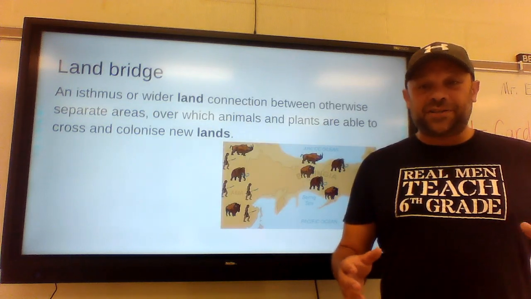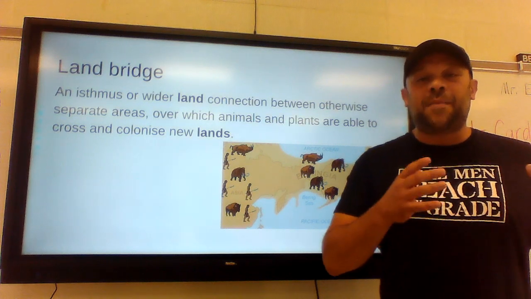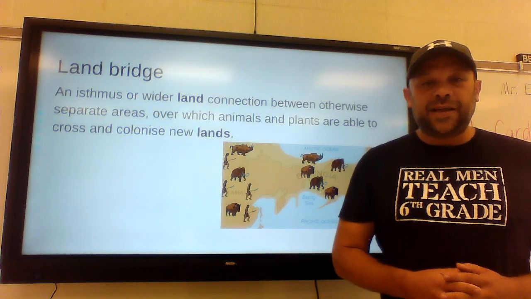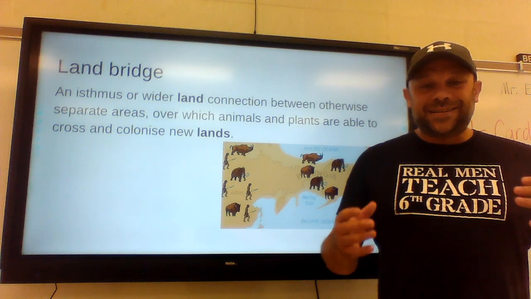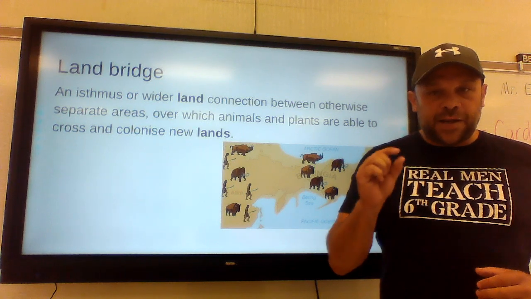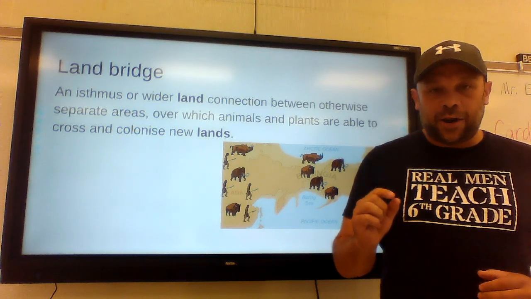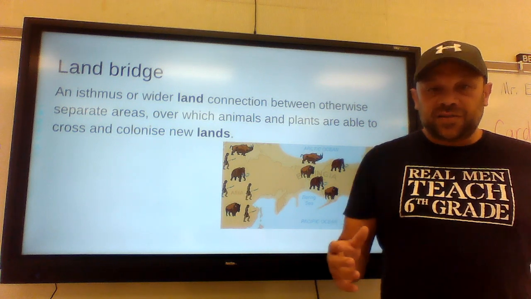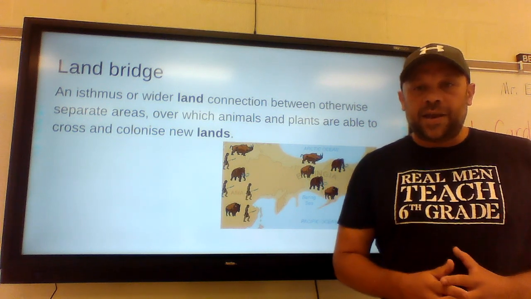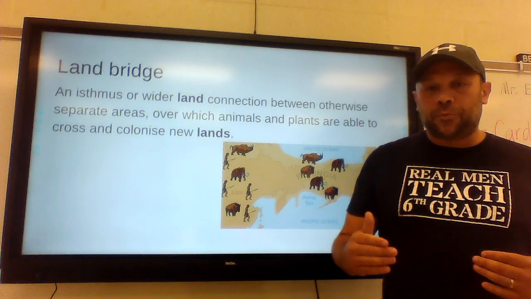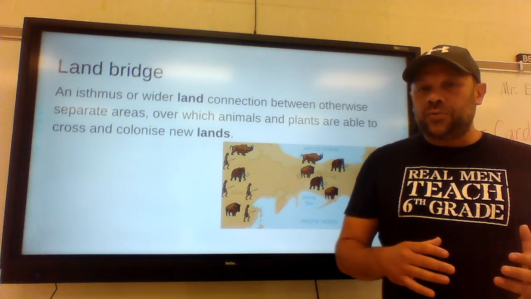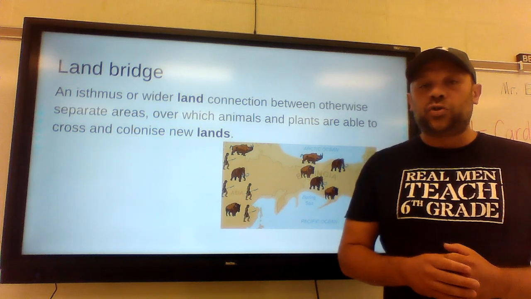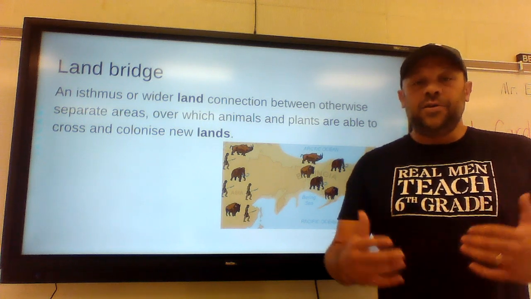All right, the land bridge. This is what I was talking about with patterns of migration during the Ice Age. All right, the land bridge is an isthmus, and that just means a very narrow strip of land connecting two areas. So it was an isthmus or wider land connection between otherwise separate areas over which animals and plants were able to cross and colonize in new lands.